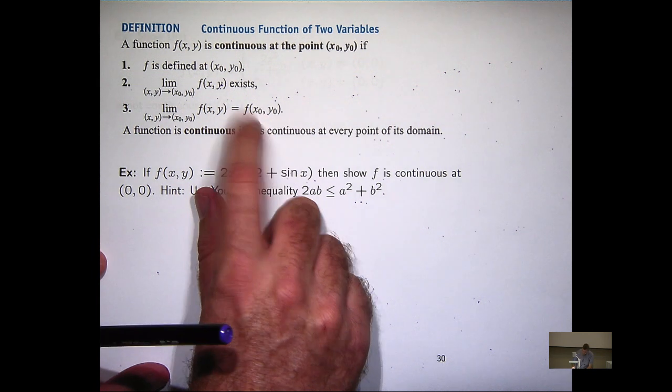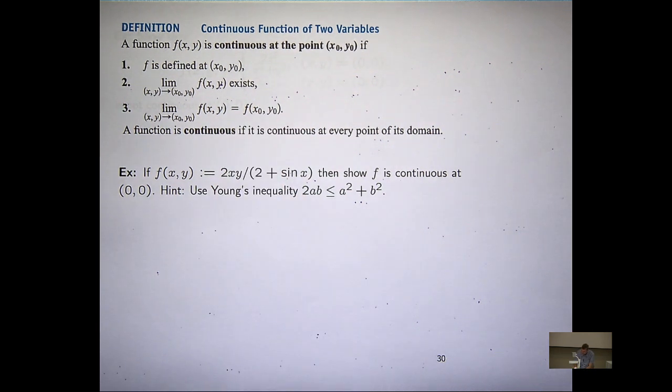So it's a special limit. The limit is the value of the function. So big L would be f of x naught comma y naught. And again, just using slang, we sometimes say a function is continuous if it's continuous everywhere in its domain. Now, let's look at an example.